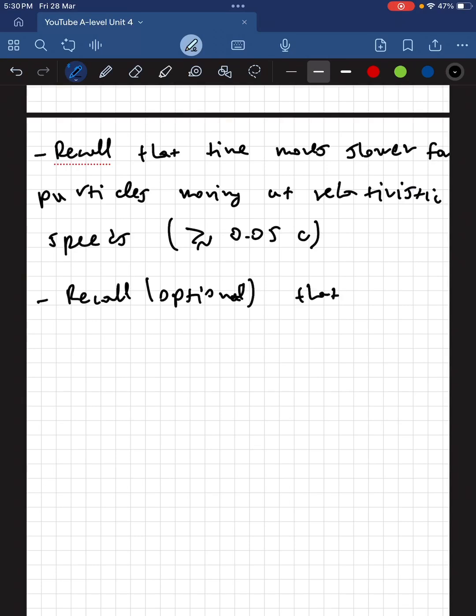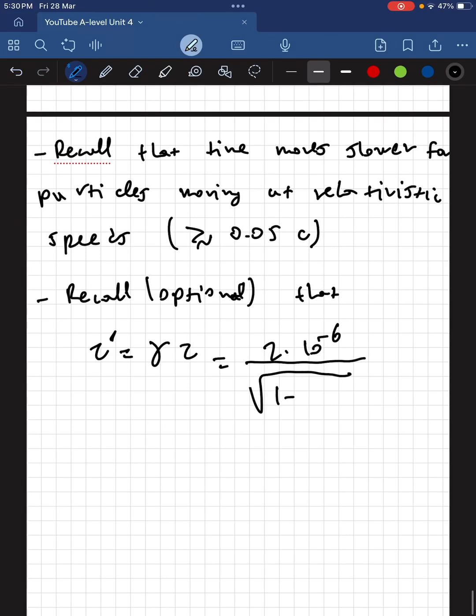that t prime is equal to gamma t. So the time for these guys to decay is 2 times 10 to the negative 6 seconds. And then we have this gamma factor, which is 1 over the square root of 1 minus 0.98 squared, right? So the actual time that muons take to decay is actually 10.1 microseconds. So they take longer to decay.